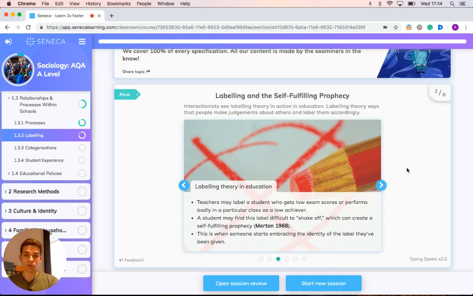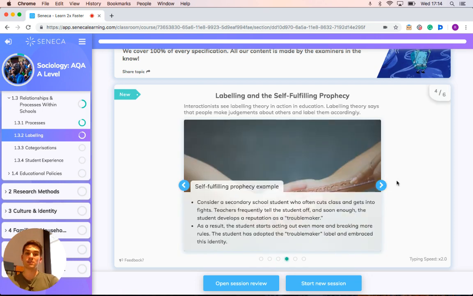This is when somebody starts embracing the identity of the label that they've been given. So they don't do very well in an exam, they then get seen as someone who's not particularly high achieving, or they may be low achieving, and then they get stuck with that label for the rest of their school career, and they even live up to that expectation themselves, coming in line with the expectation of the teachers.